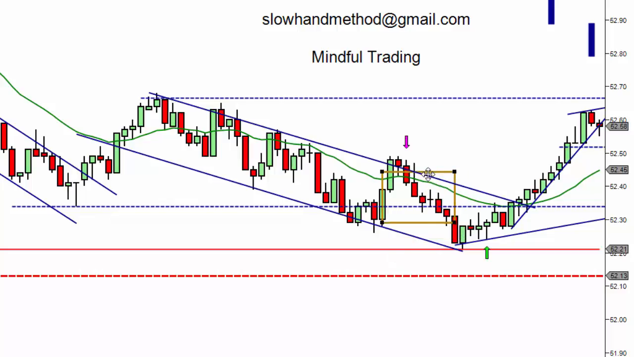Now, if it was here, I might be more inclined to limit in from this area. But again, it's a really tight range, and so there's not a lot of room.